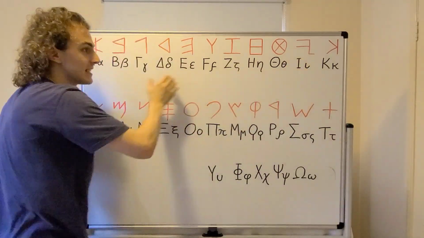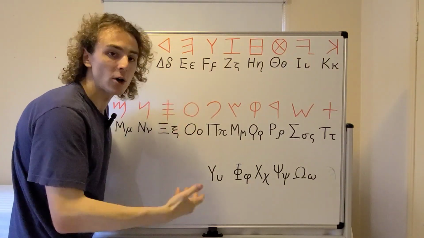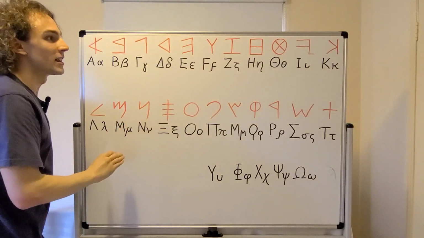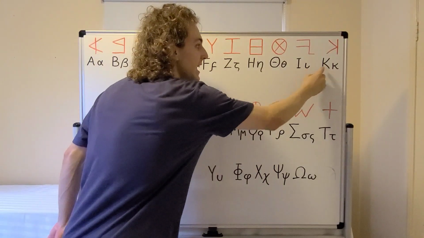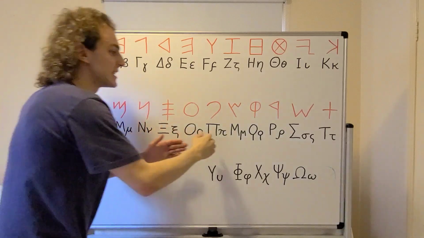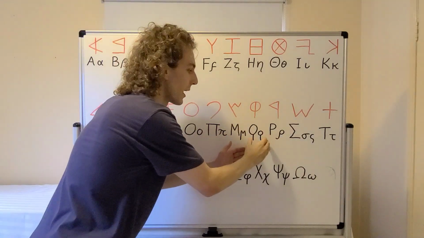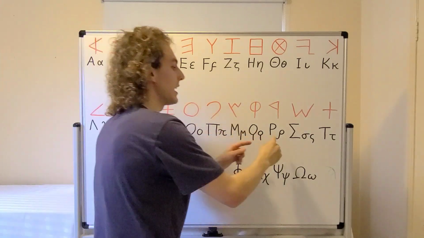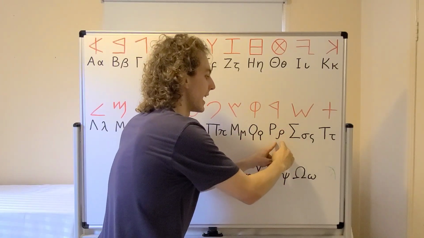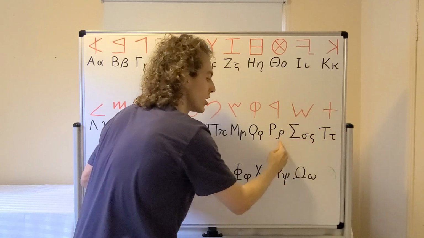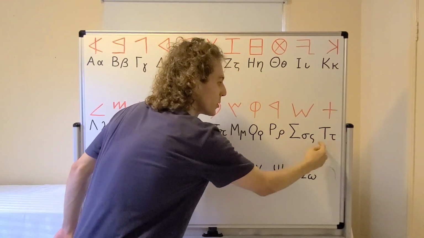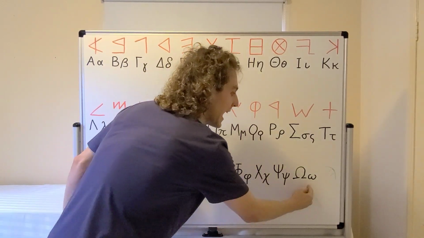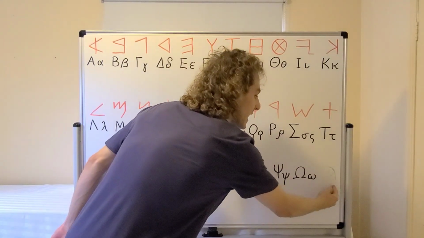So the position in this sequence is very important because it corresponds to a numerical value. So then the next 9 letters are the multiples of 10. So here we have 10, 20, 30, 40, and then we skip san and we get to koppa. And koppa is 90. And after 90, we get to rho, which represents 100. And then we have the multiples of 100. So here we have rho being 100, 200, 300. Then we have 400, 500, 600, 700, 800, and finally 900.